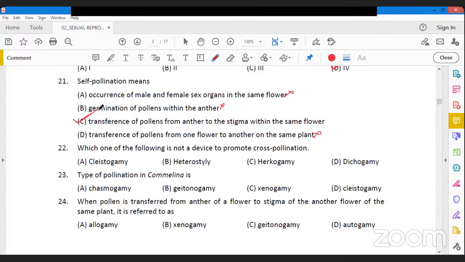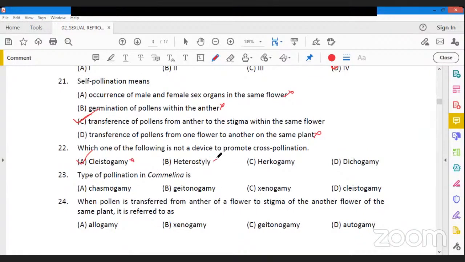Then 22nd: which one of the following is not a device to promote cross-pollination? Which of the following is not a device to promote cross-pollination? When we look at all of these, cleistogamy is absolutely for self-pollination. So it does not promote cross-pollination.